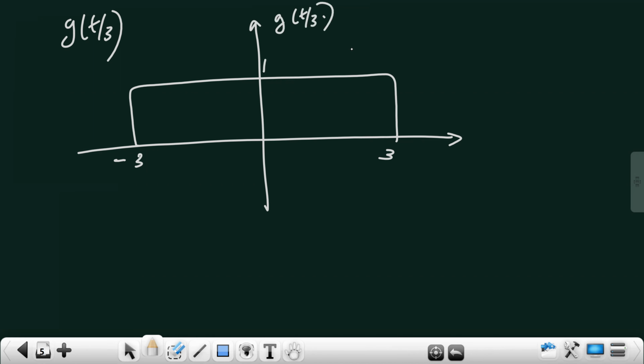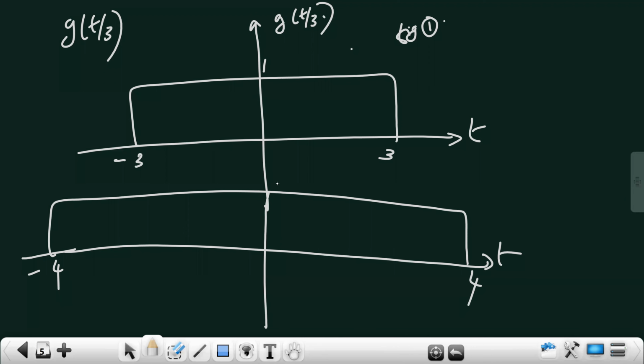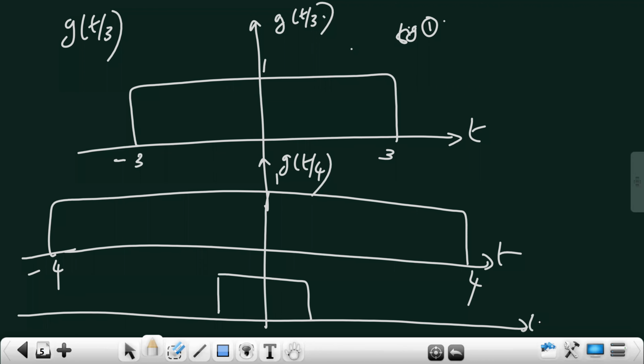Let it be figure number 1. Similarly, plot g of t by 4. G of t by 4 will be expanding from -4 to 4. This is g of t by 4. Then draw g of t again, the given question g of t, which is extending from -1 to 1 with an amplitude, sorry, with an amplitude 1. So this is figure 2 and figure 3.